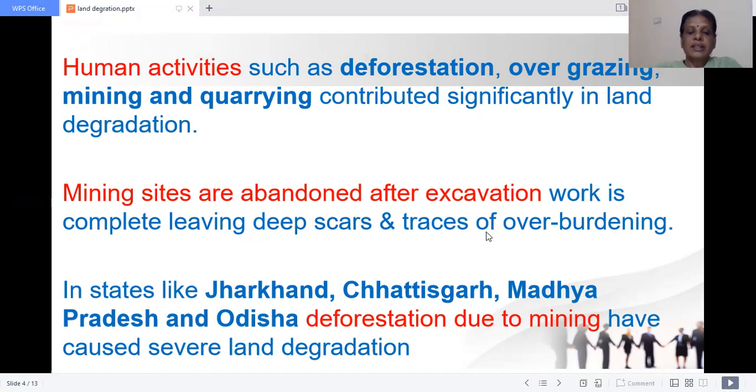Then in states like Rajasthan, Jharkhand, Chhattisgarh, Madhya Pradesh and Odisha, there is deforestation due to mining. Not only do they leave the scars, they also cut the trees to extract the minerals. So in mining, there are two dangers. One, to clear the forest and extract the minerals, they cut the trees, which is deforestation. And also after the excavation, they leave the sites as they are, with the pits and traces left behind.